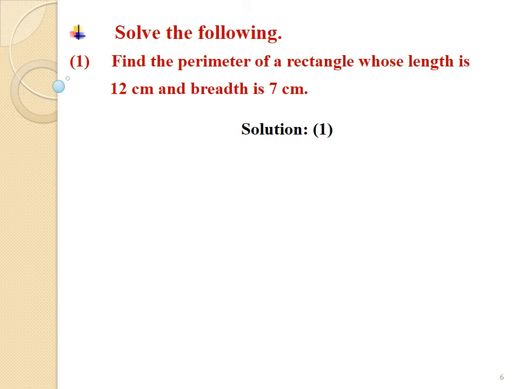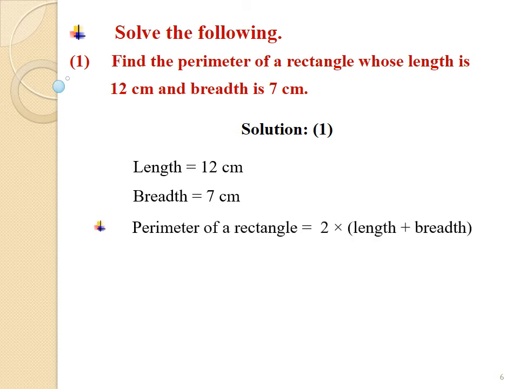First of all, writing the length and breadth given to us. Length is given 12 centimeters. Breadth is given 7 centimeters. Thus, perimeter of a rectangle equals 2 multiplied by length plus breadth. Students, now we have to write the given length and breadth and multiply the given length 12 centimeters and breadth 7 centimeters by 2.